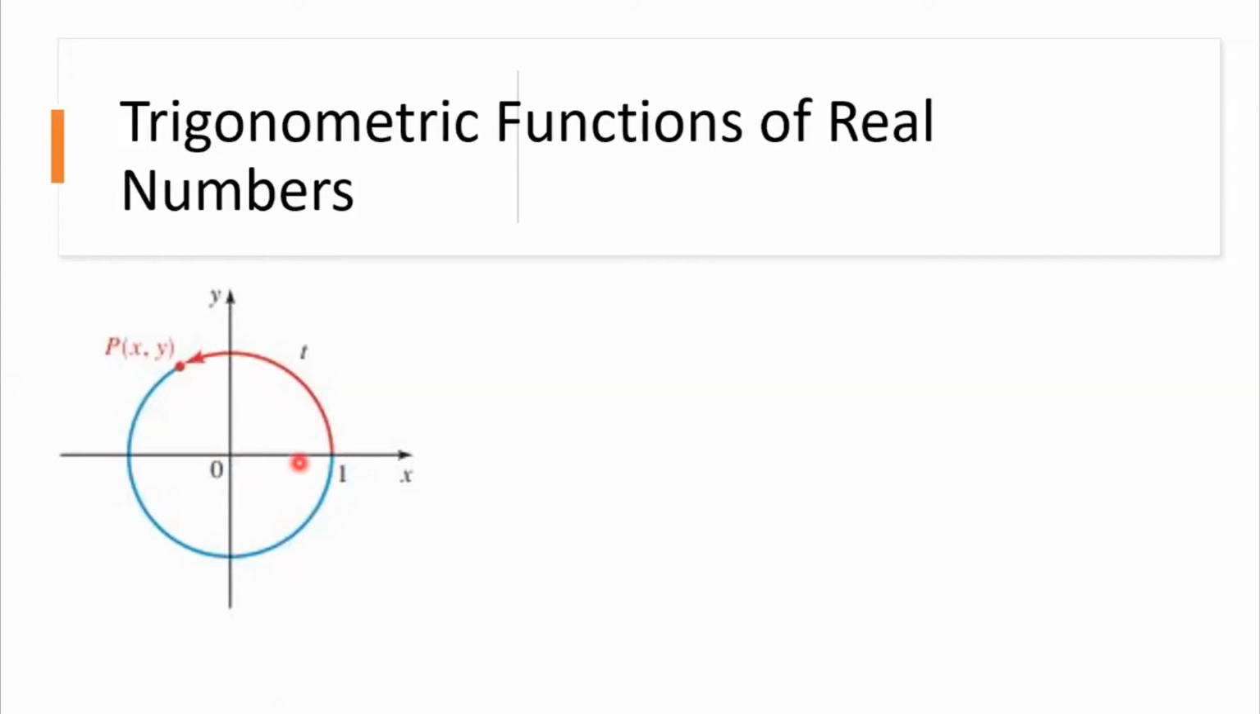Okay, so let's start from this point. This is (1, 0). And we assume that the point is moving along the circle. So it can form an arc, or distance, from this point going to any point on the circle. And we call that distance or arc t. And since we are referring to a real number, t is a real number, and this is in radians.